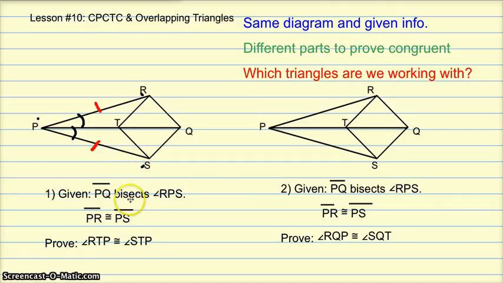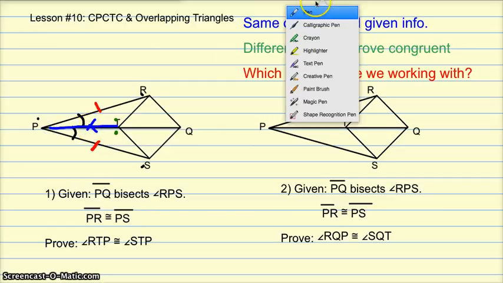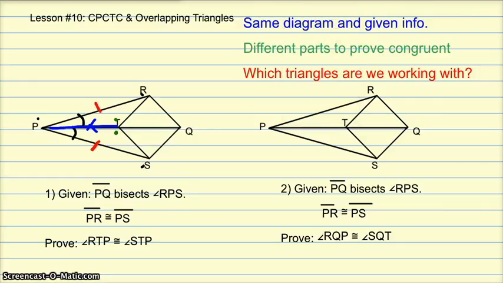All right, now it's asking for me to prove that angle RTP, this one right here, and STP, this one right here, are congruent. So that's what it wants me to prove, so I'm not really going to mark it. What I see though is I know that PT, this line right here, is congruent to itself based on the reflexive property. So when it asks to mark with a star which triangles you're proving, I'm going to color them here with some crayon.